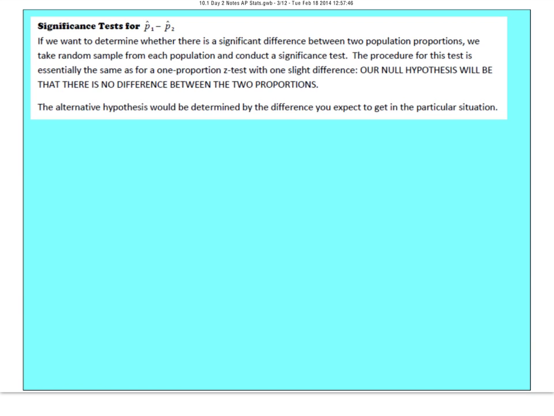So overall, here's what we formally just did on stating our hypothesis. If we want to determine whether there's a significant difference between two population proportions, we would take a random sample from each and conduct a significance test. The procedure for this test is essentially the same as for the one proportion Z test, with only a slight difference. It's in the null hypothesis itself. And we already stated this. In our null hypothesis, we said there will be no difference between the two proportions. That is, P1 minus P2 would be equal to 0.